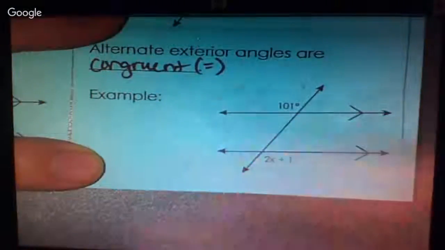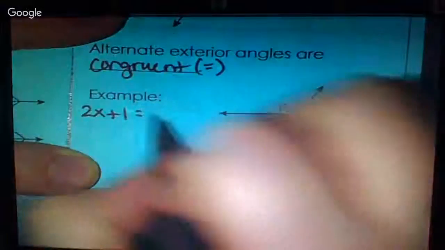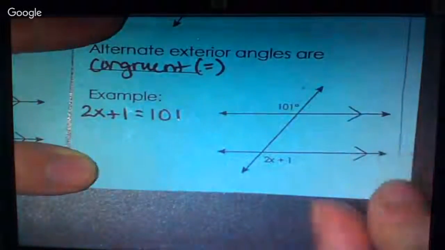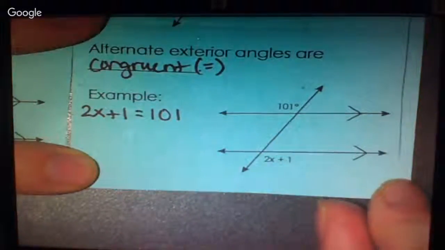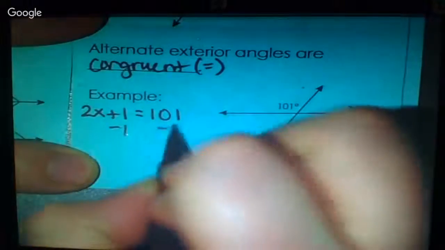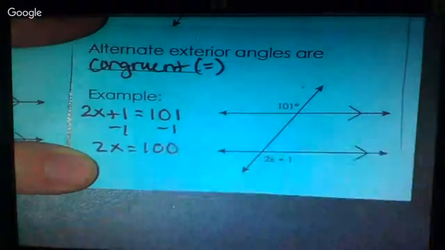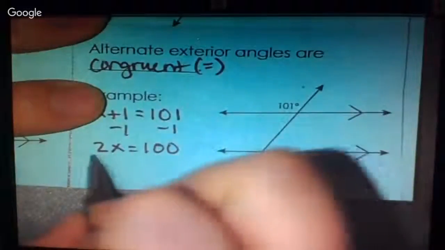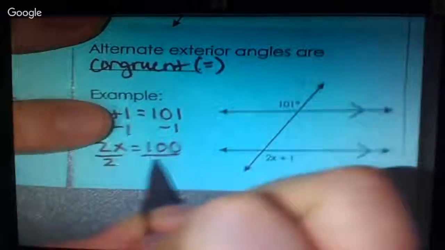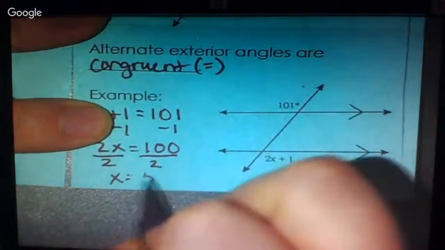We're congruent or equal. So that means I would take 2x plus 1 and set it equal to 101. So we'd subtract 1 from both sides. So 2x equals 100. And we divide by 2. So x equals 50.